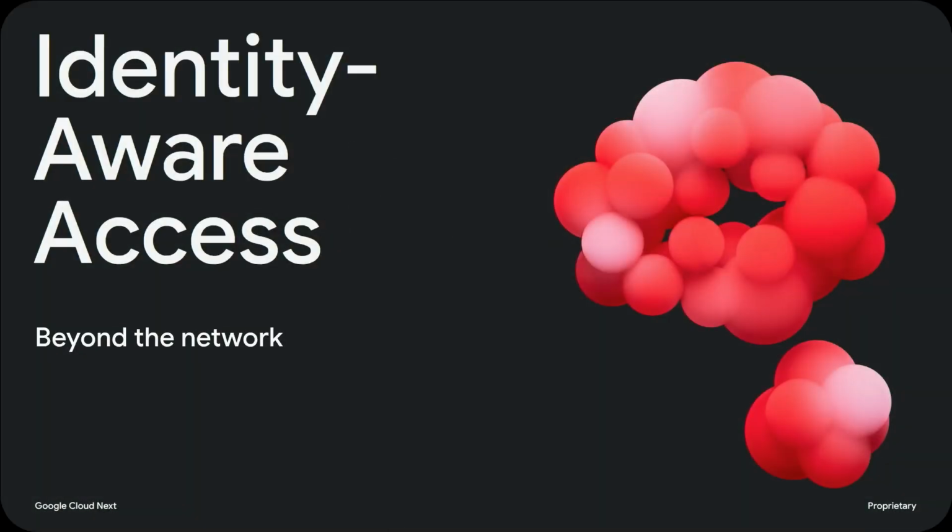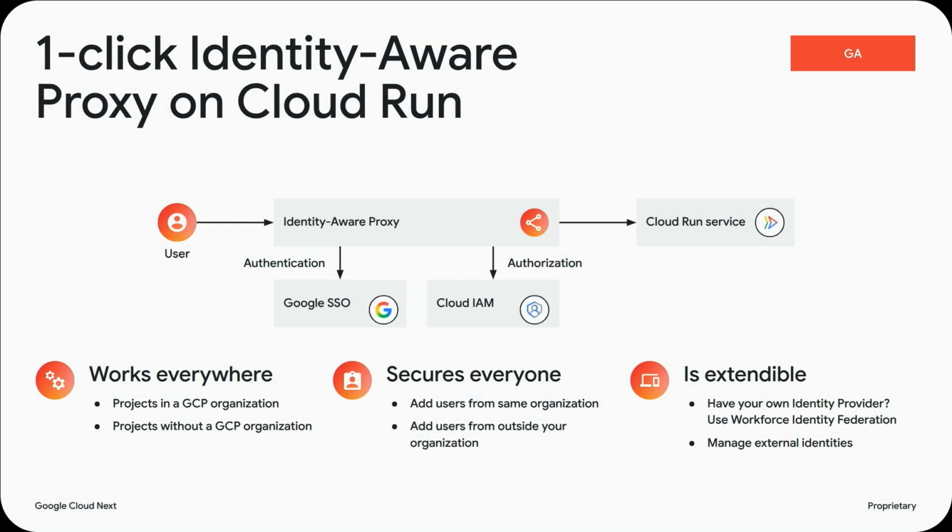Now let's dive deep into identity-aware access controls on Cloud Run. And let's go beyond just network security and achieve zero trust for Cloud Run. We are excited to announce that Identity-Aware Proxy on Cloud Run, a direct implementation, is now GA.